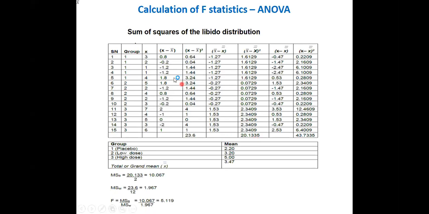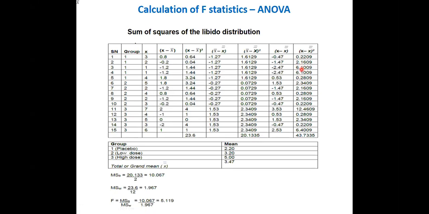If you remove the grand mean from individual values on their own, remember you can calculate the grand mean by adding all the 15 together and dividing by 15. So if you remove that grand mean from all of them, from number 1 to number 15, all of them at the same time, it gives you the total variance.